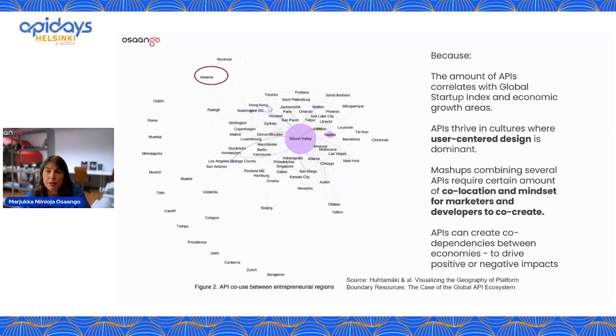So what they found out is that the amount of APIs correlates with the global startup index and economic growth areas. And that APIs thrive in cultures where user-centered design is dominant, and that you need to have this kind of co-location and similar mindset with marketers, aka anybody who is developing business and the marketing, and developers, aka anybody who's technically involved with the APIs. And those two stakeholder groups should be able to co-create. So they should actually be able to understand each other.